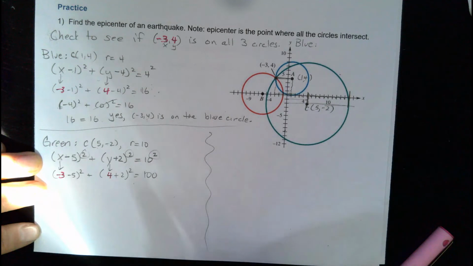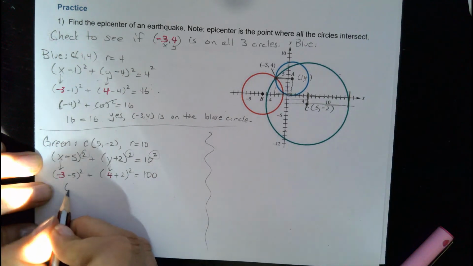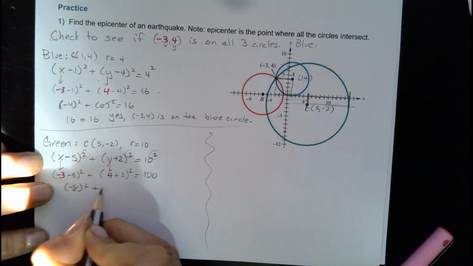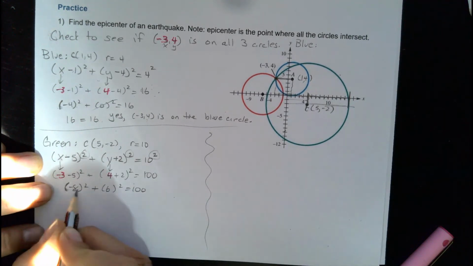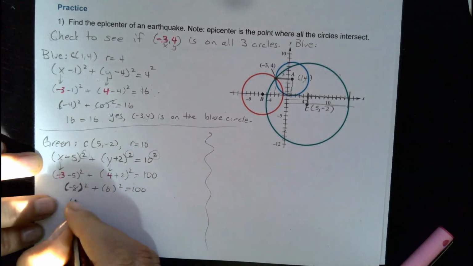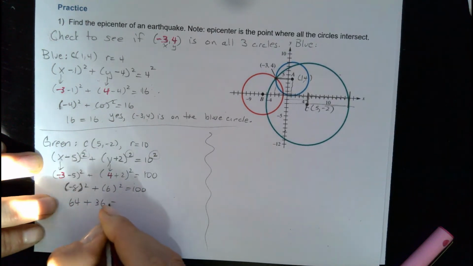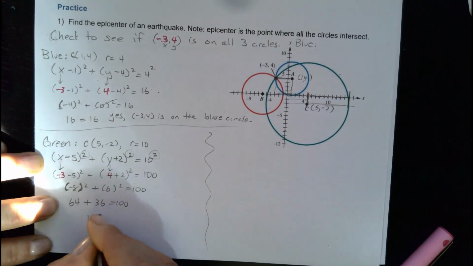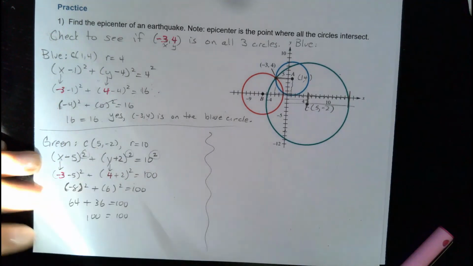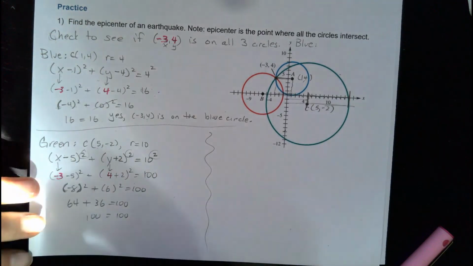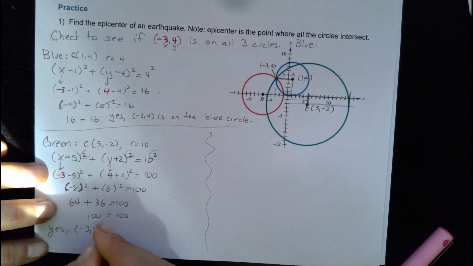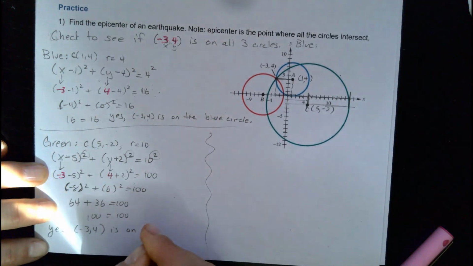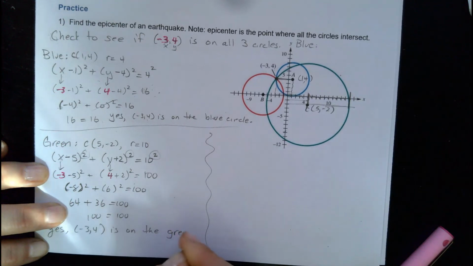And let's check, is the left side equal to the right side? It's negative, so be careful. Keep your brackets in the calculator. The left side equals the right side. And so I can say, yes, the point negative 3, 4 is on the green circle.